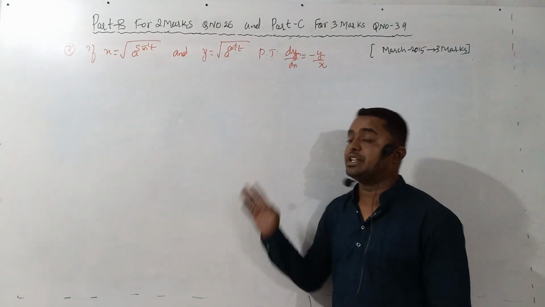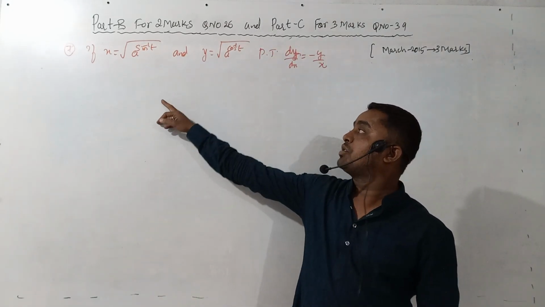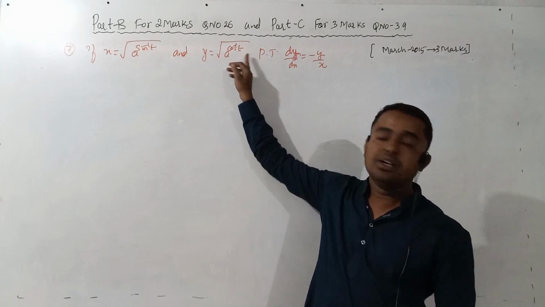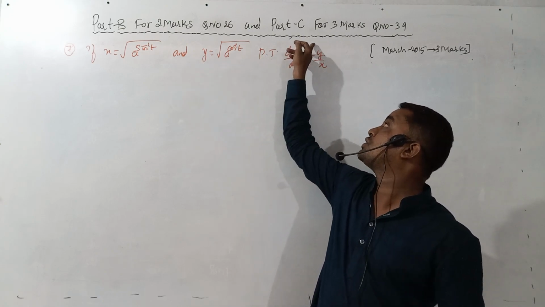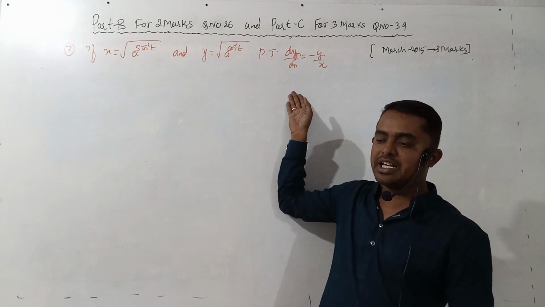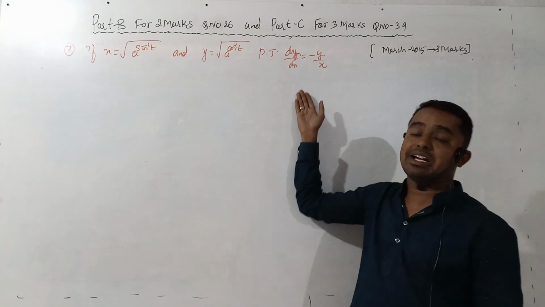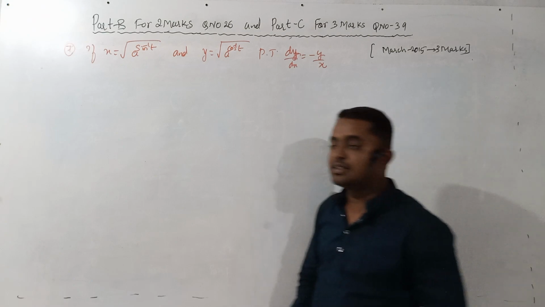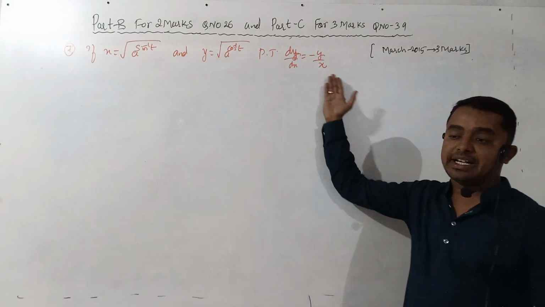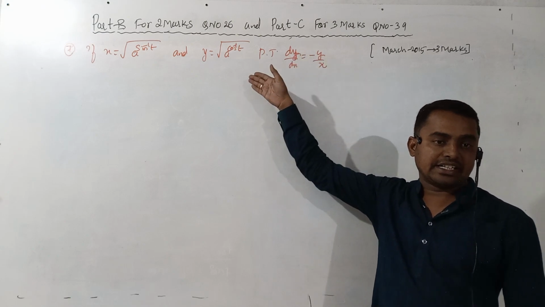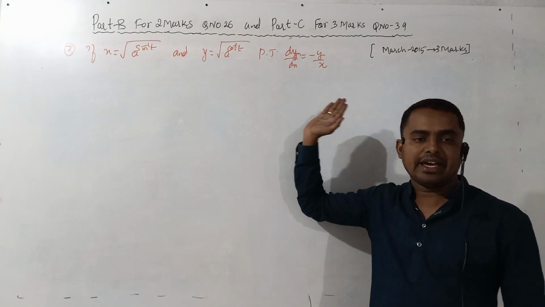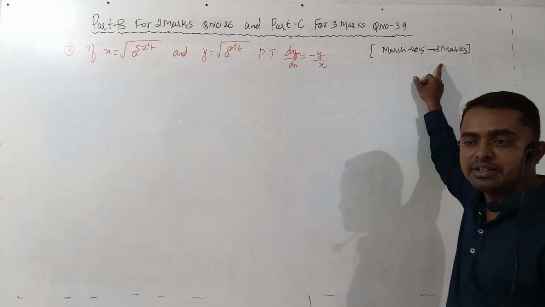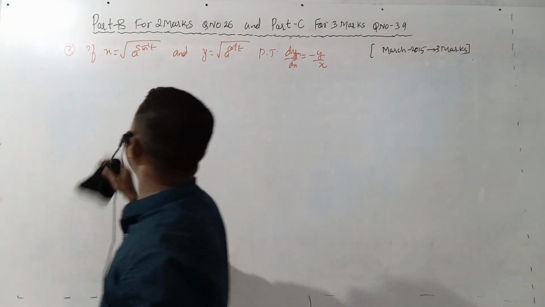So another problem, it is also very important. If x is equal to root of a sin inverse t and y is equal to root of a cos inverse t, prove that dy by dx is equal to minus y by x, or it may be asked to prove dy by dx plus y by x equals 0. Only at that time you have to bring this minus y by x to the left hand side. It will become plus y by x. This question was already asked in March 2015 for 3 marks. So it's a very simple problem.